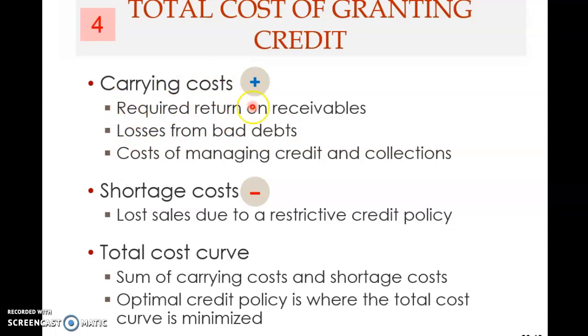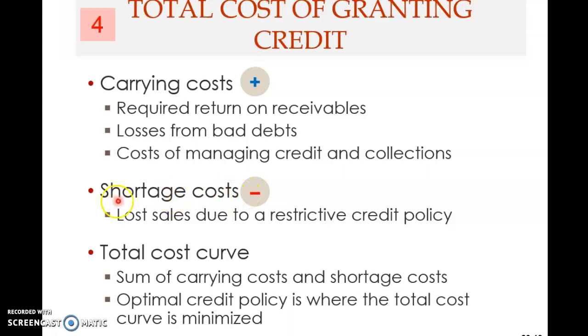So you forego this return. And there are also losses from bad debts. You hold more receivables, there will be a larger portion of your receivables that will not be collected. So a portion of your customers will not pay. This will result in bad debts. So this will be a loss. This is also part of carrying cost. Then you also have the cost of managing credit and collection. You need a department to manage the credit and also to monitor collections. So all these administrative costs will come under carrying costs.